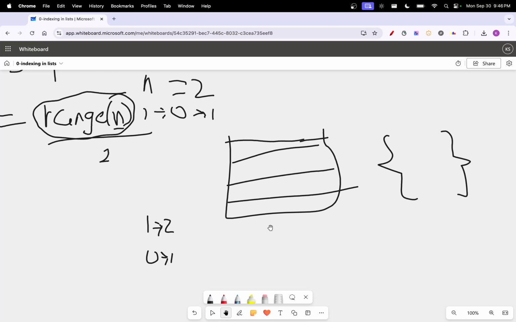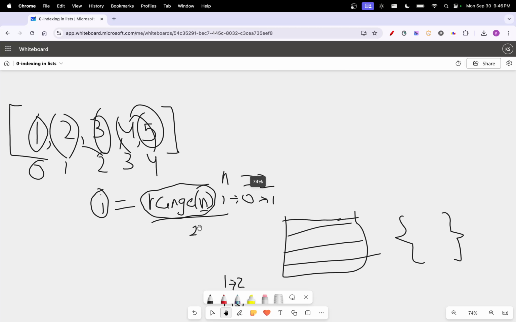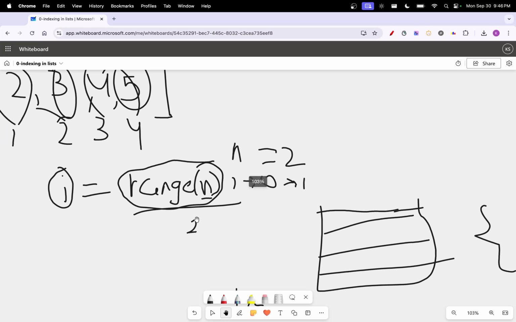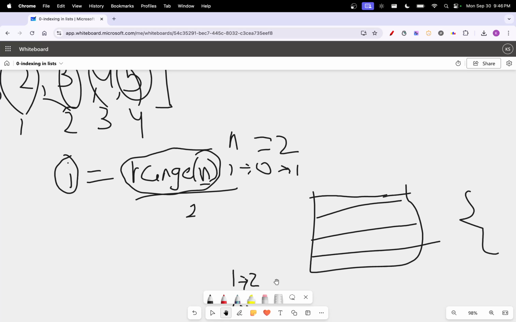And sometimes it can be pretty helpful, in fact. But yeah, essentially that's what zero indexing is. It's just instead of starting off at 1, we start off at 0. That's a really simple definition of what it is.